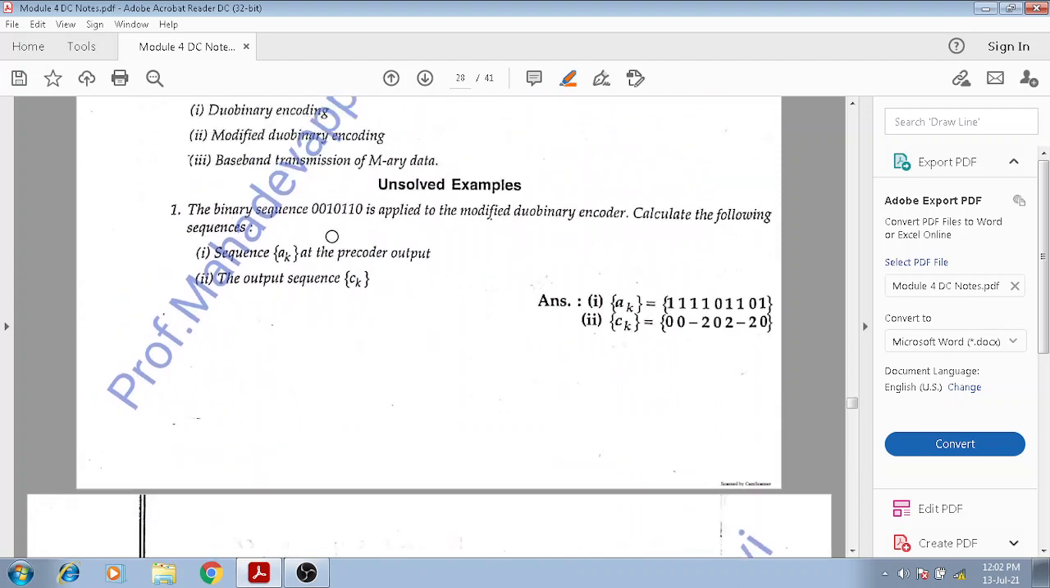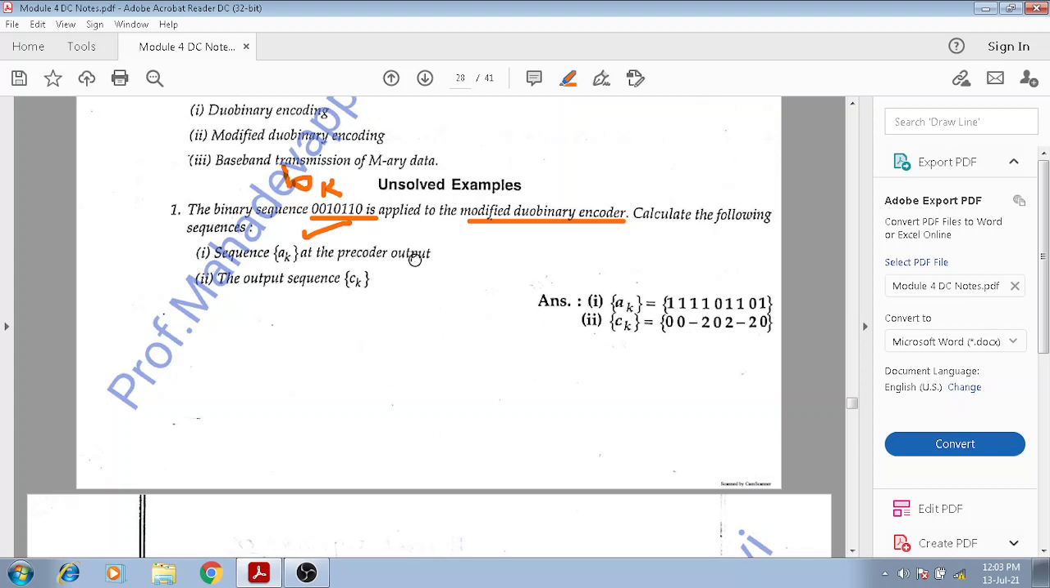So this is the problem statement. A binary sequence 00101110 is applied to the modified DO binary encoder. Binary sequence means BK is applied to the modified DO binary encoder with precoder. You have to understand that a modified DO binary encoder with precoder means there is a precoder followed by the DO binary encoder. Calculate the following sequences. Sequence AK.